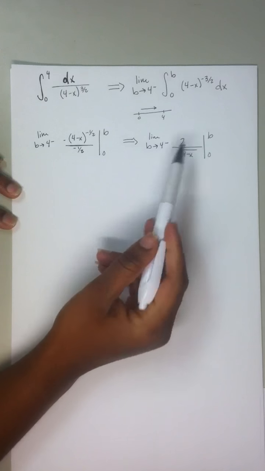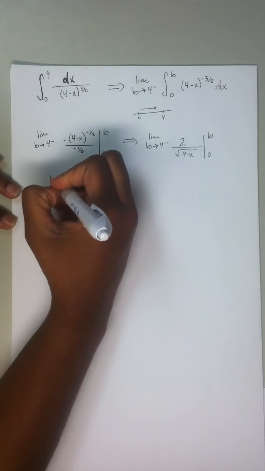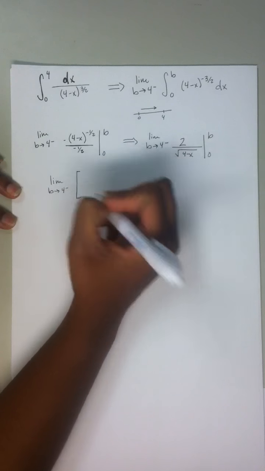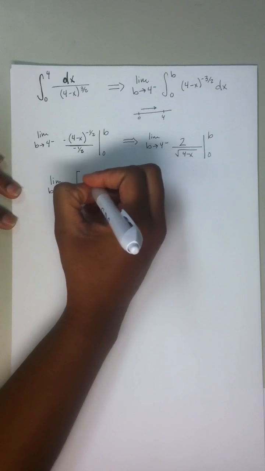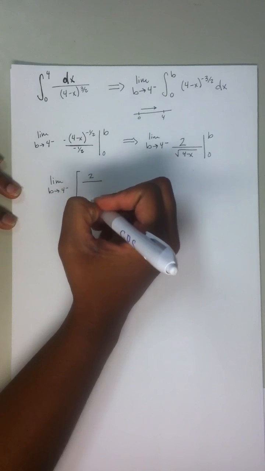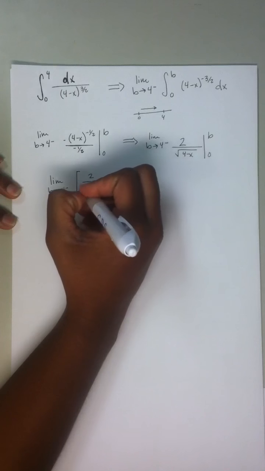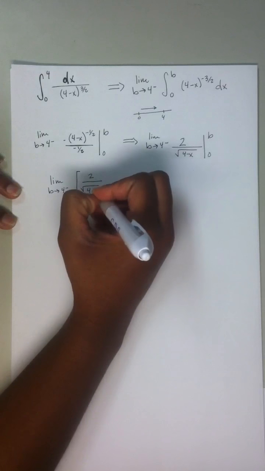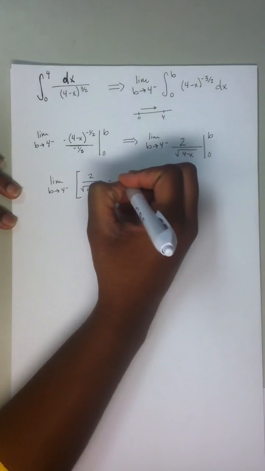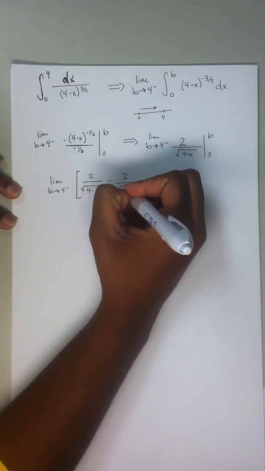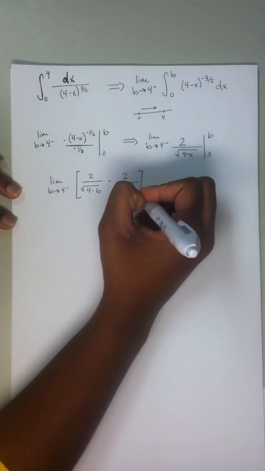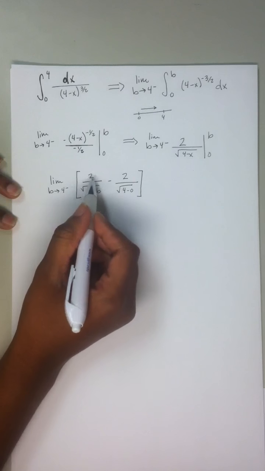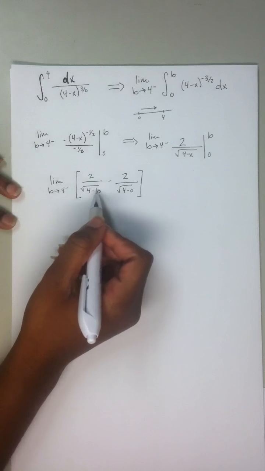Okay, so now we're just going to solve. Limit as b approaches 4 from the left. We'll just put these in a bracket. So basically you have 2 over the square root of 4 minus b, minus 2 over the square root of 4 minus 0. And if b is approaching 4, this is approaching 2 over the square root of 4 minus 4. 4 minus 4 is 0.